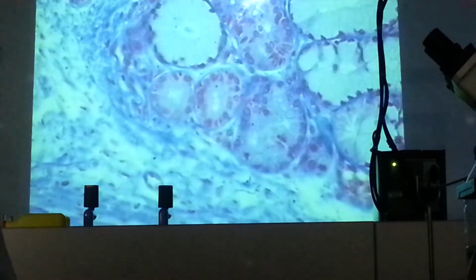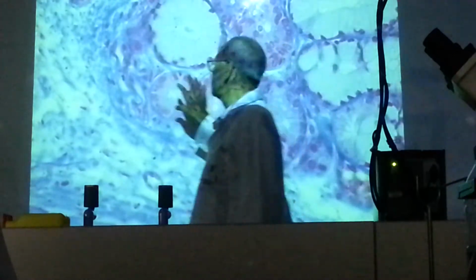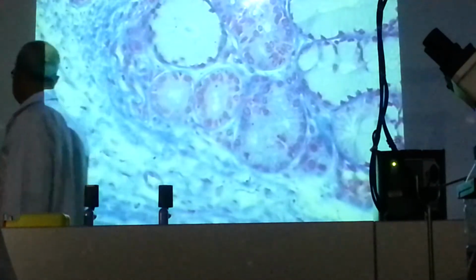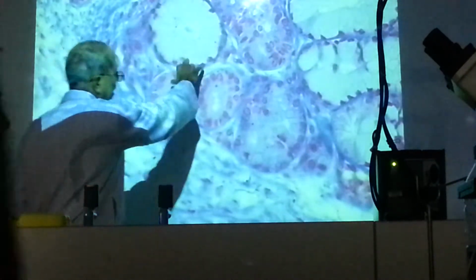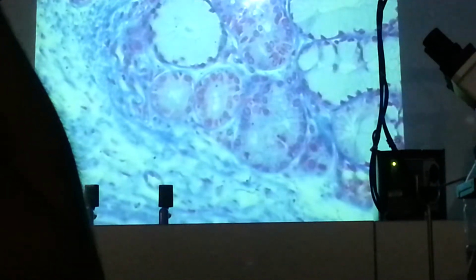You see here two types of acini. What are these two types? The smaller, darker ones with rounded nuclei are the serous. The larger, paler ones with flattened basal nuclei are mucous. Okay?